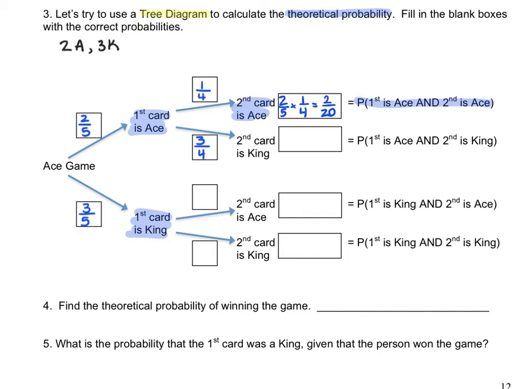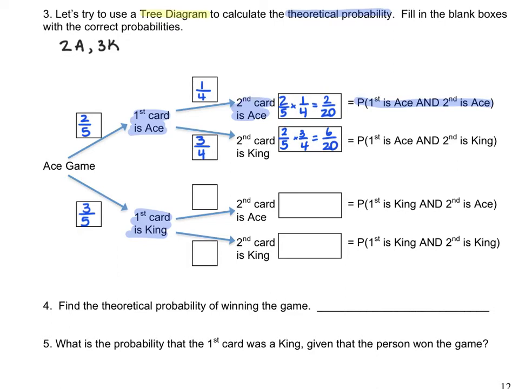Now, when we go to the first card is an ace and then the second card is a king branch, we are going to get the probability that the first card is an ace and the second card is a king, again by multiplying. So 2/5 times 3/4, and we end up with 6/20.